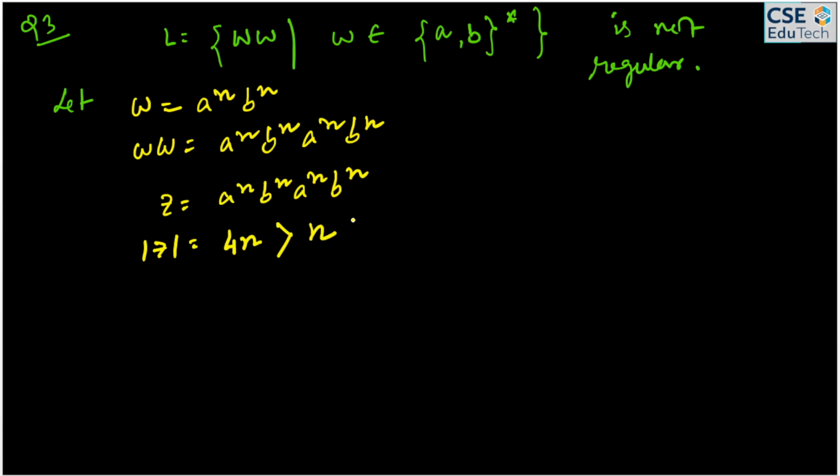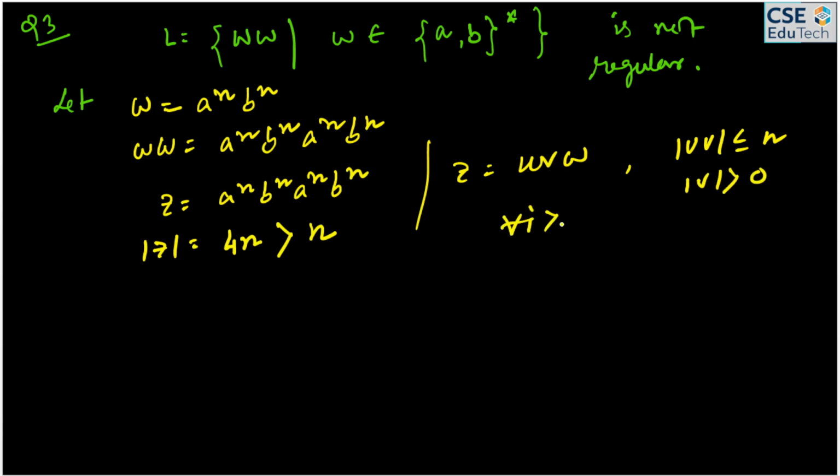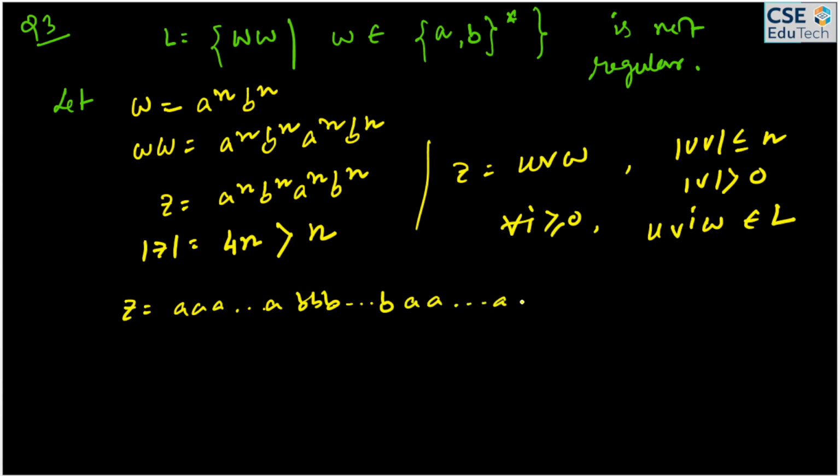Now z can be written as uvw from the pumping lemma, with |uv| less than or equal to n and |v| greater than 0, such that for all i greater than or equal to 0, uv to the power i w belongs to the language L. So the pattern of z is a's, then b's, then a's, then b's, with the same number n for each block.